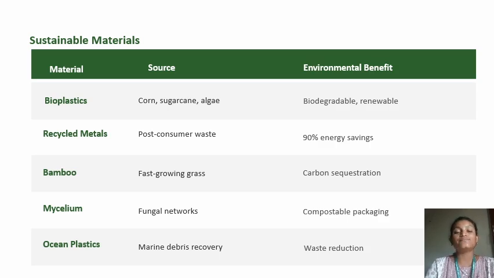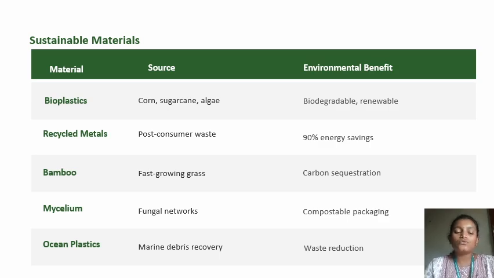Recycled metals are mainly sourced from post-consumer waste. This gives 90% energy saving. Then bamboo. Bamboo is one of the most important materials in sustainable product manufacturing because bamboo is a natural product. Bamboo takes in carbon dioxide and releases oxygen.